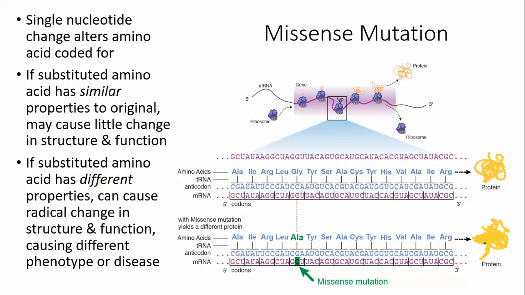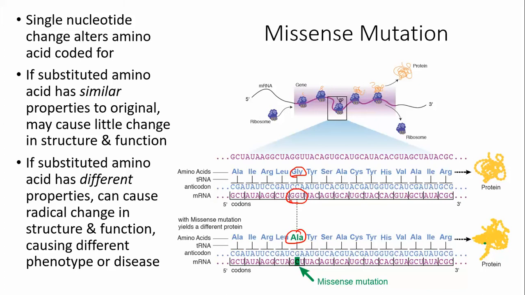A missense mutation is a little more complicated. A missense mutation is going to basically change, most of the time, from one amino acid to another. So it alters a codon so that instead of, say, here, where this codon is coding for glycine, you're going to change it so it codes for alanine instead. Now, if the amino acid that's substituted is very similar in its chemical properties, then it may cause very little change to the structure of the protein, and then very little change to the function of the protein.